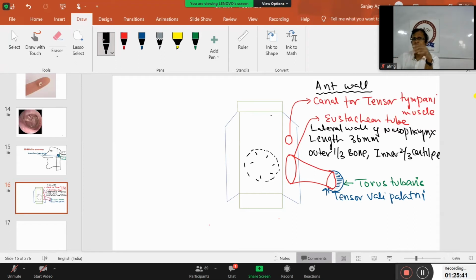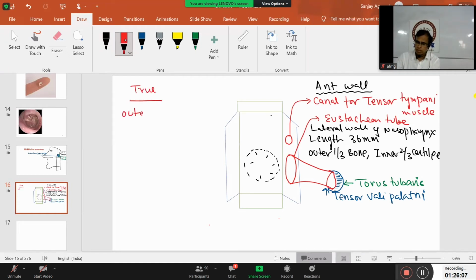See, you can prepare some beautiful questions now. They'll ask you whether the following is true. Outer 1/3 of the canal is bony, inner 2/3 of the canal is bony, outer 1/3 of the tube is cartilage, inner 2/3 of the tube is cartilage. This is how they can frame a question, and they can have so many permutations and combinations possible. So if I ask whether the following is true, okay, which is true?